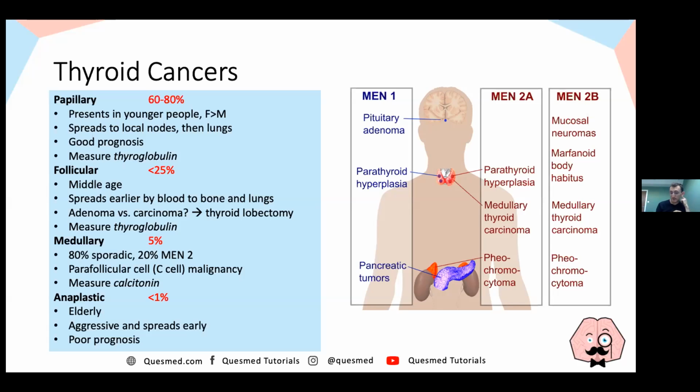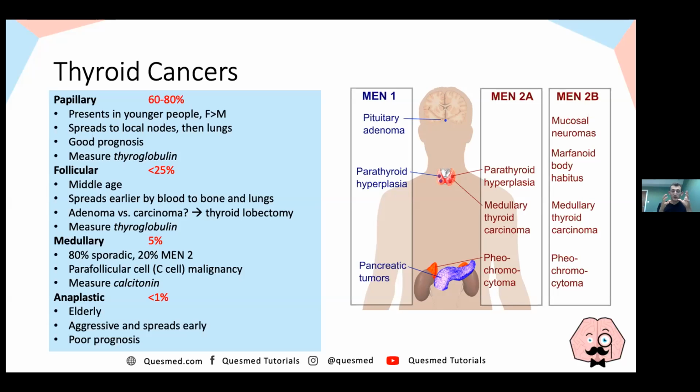Follicular thyroid cancers, the next most common, tend to occur more in the middle-aged, and in comparison to papillary cancers, they spread earlier in the blood to the bone and to the lungs. And again, with them, we can measure thyroglobulin. Sometimes it could be a follicular adenoma, sometimes it can be a carcinoma.